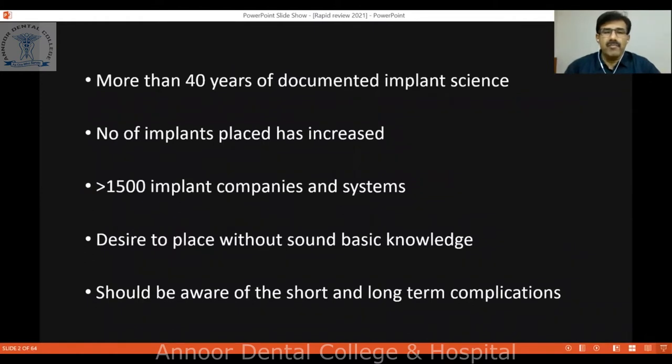Now, we have around 35 to 45 years of documented implant practice. And we have a number of implant companies, around 1,500 different implant companies. Now everybody wants to place an implant, irrespective of specialty. Even a general dentist wants to place an implant. The problem is when so many people are placing implants without sound basic knowledge about implant science, problems or complications seem to occur. And you should know the short-term as well as long-term complications.